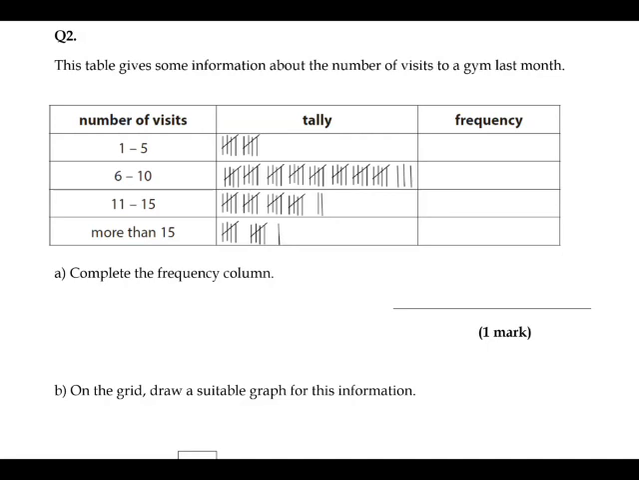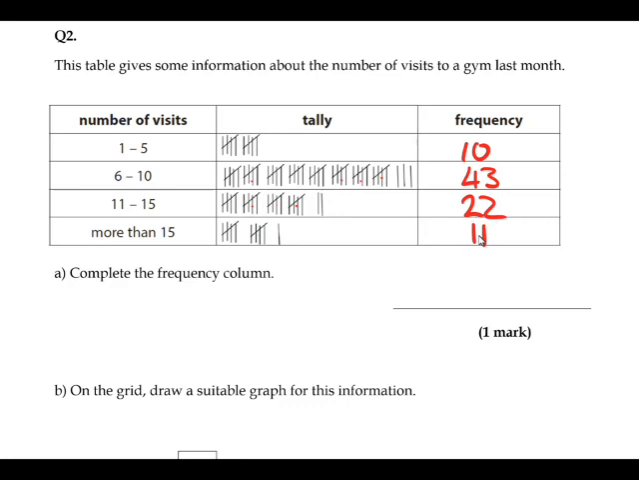Question 2. The table gives some information about the number of visitors to the gym last month. Complete the frequency column. So we're using a tally, so we know they're in groups of 5. So there are 5, 10 lots of people between 1 and 5. 6 and 10, we've got 5, 10, 15, 20, 25, 30, 35, 40, 3. Here we've got 5, 10, 15, 22. And here 5, 10, 11.